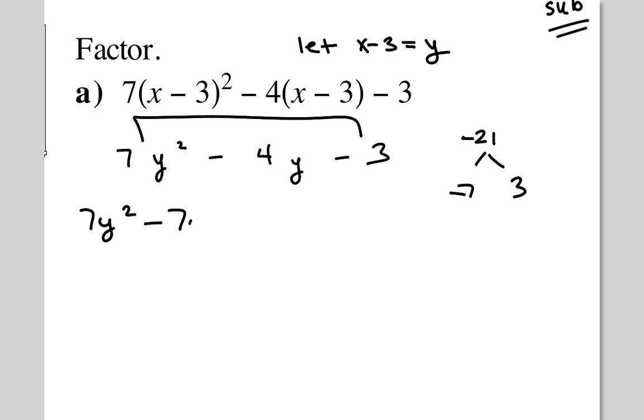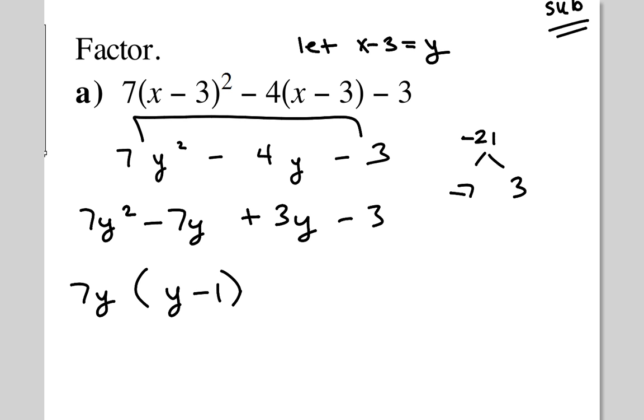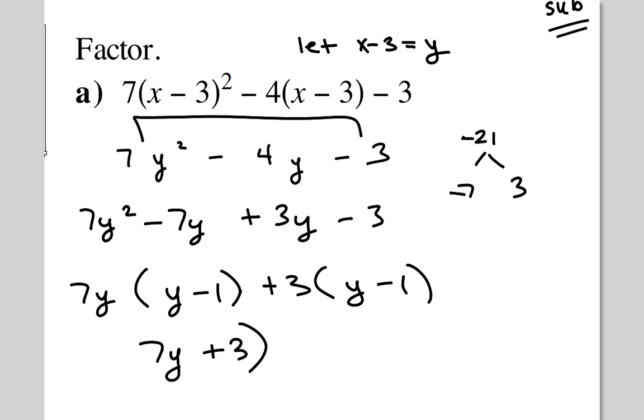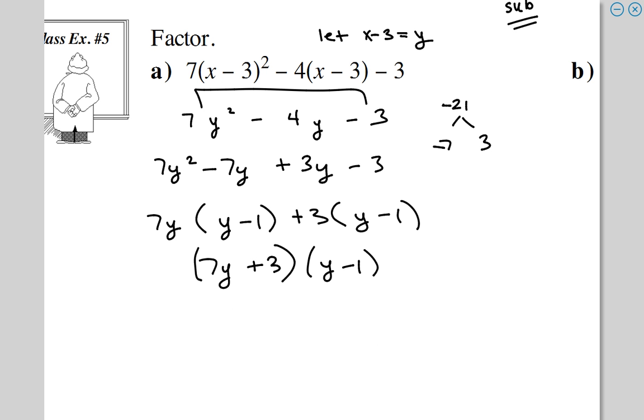7y squared minus 7y plus 3y minus 3. Take out a 7y, you get y minus 1. Take out a positive 3, you get y minus 1. So 7y plus 3, times y minus 1. Okay, I'll slow down now.